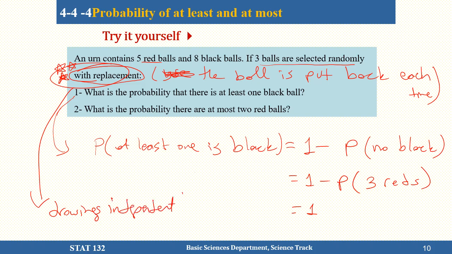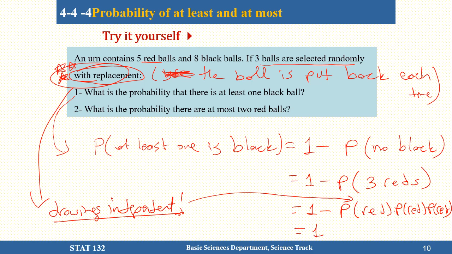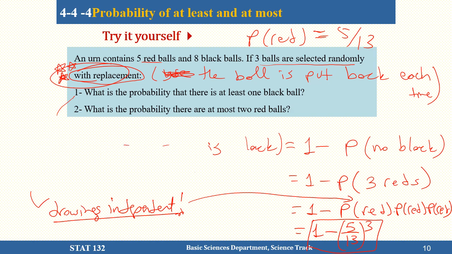If they're independent, we can use this rule here. It will be the probability of red, the same each time, because of the independence. So this will be 1 minus the probability of red, which is 5 over 13, cubed. You can find the result with a calculator. Okay, now what's the probability that there are at most 2 red balls?